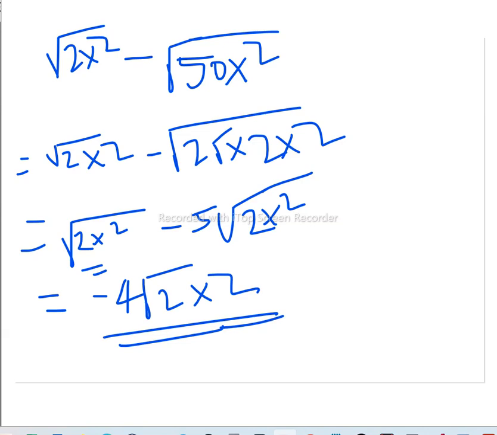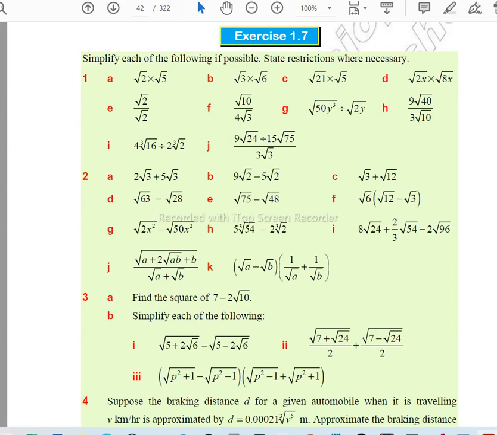So this is all about this. Let us move to the next question. We will do G. Let us jump to H and do this complex question. Let us first write the question.